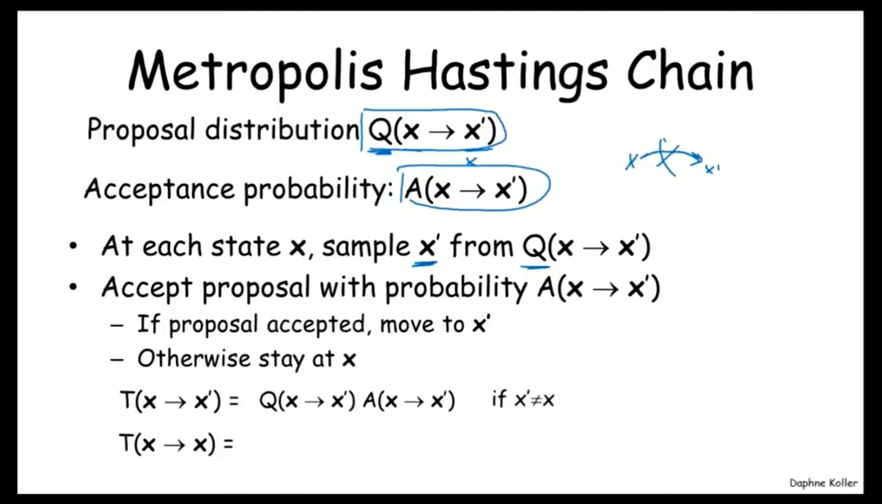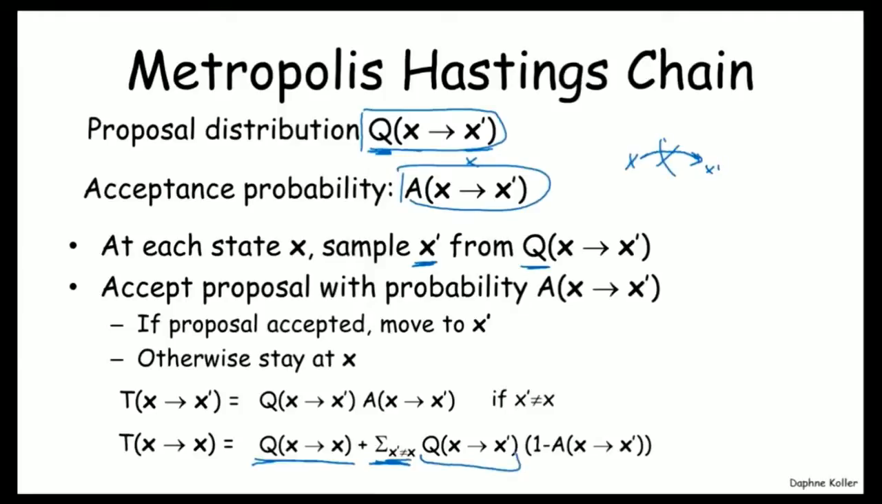What about transition from x to x? Well, there's two different cases. Either I proposed a move to x and it was accepted, or x also gets the benefit of all of the transitions that were rejected from other states that were proposed, but where the move wasn't accepted. And so what we have here is q of x to x, which we assume is always accepted. That's sort of one of the assumptions in this model. And then we sum up over all possible other transitions of the probability that they were proposed times the probability that they were rejected, which is 1 minus the probability that they were accepted. That gives rise to a transition model.